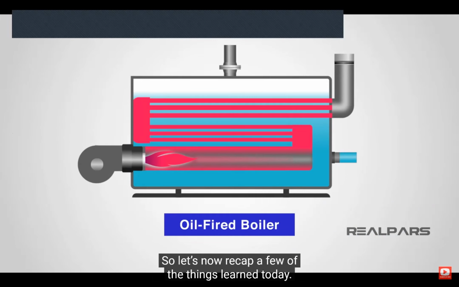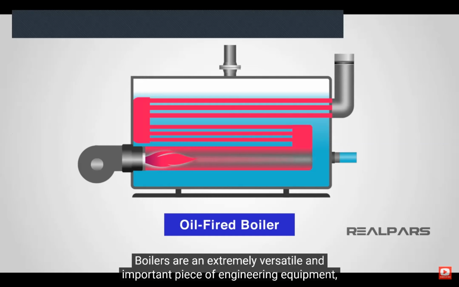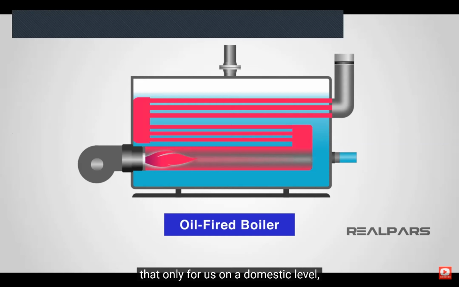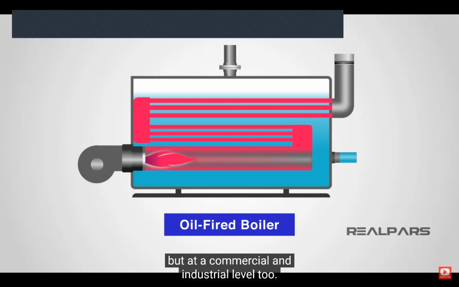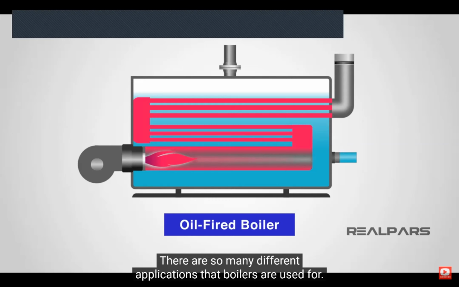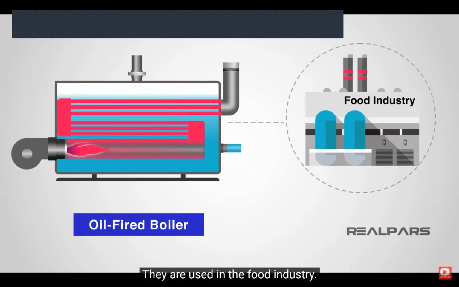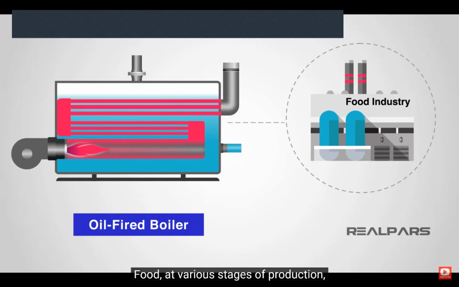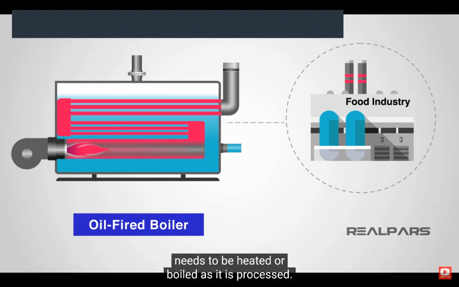So let's now recap a few of the things learned today. Boilers are an extremely versatile and important piece of engineering equipment, not only for us on a domestic level, but at a commercial and industrial level too. There are so many different applications that boilers are used for. They are used in the food industry. Food at various stages of production needs to be heated or boiled as it is processed.